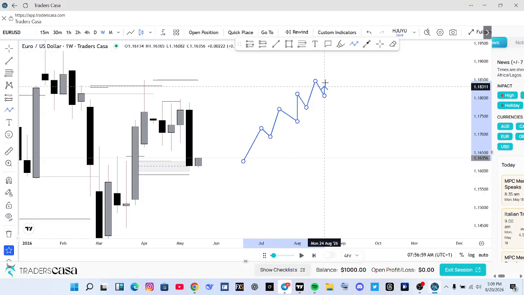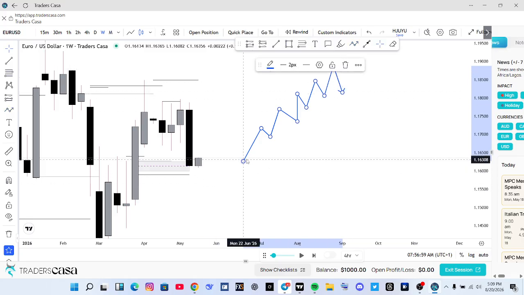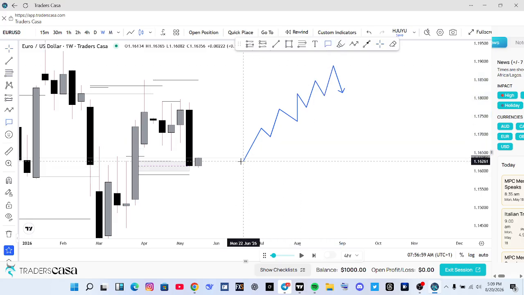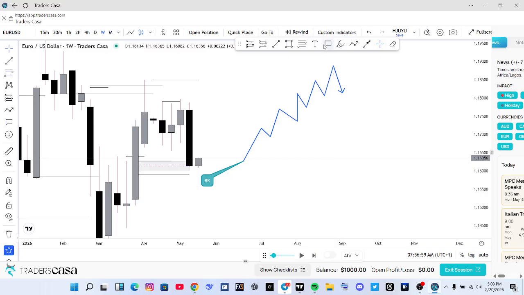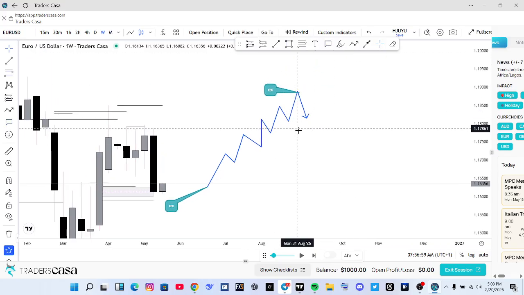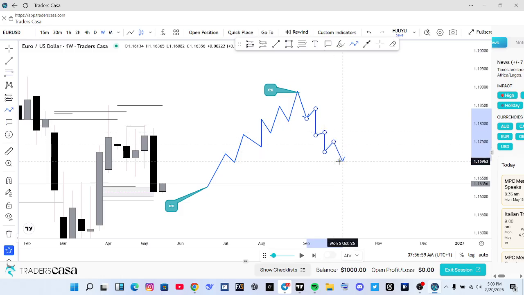Most of the time you see now all this structure is internal range. This zone here is your external, and this zone here is your external. Now everything around here is your internal, and most of the time this is what the higher time frame does. Once the higher time frame takes out all this internal, it now does like this, taking out this external.